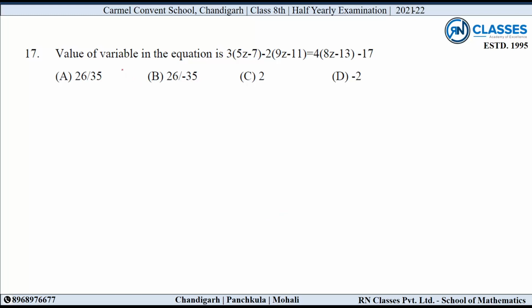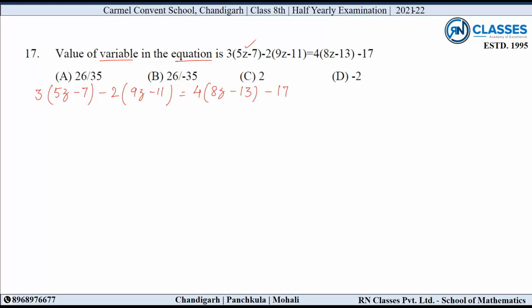Okay. The value of variable in equation. सबसे पहले मुझे ये बताओ, what is a variable? Variable क्या है यहाँ पे? Z. So we have to solve for Z. अब ये क्या है? Linear equation in one variable. Just solve for Z. We'll write it again. 3 into 5z minus 7 minus 2 into 9z minus 11 equal to 4 times 8z minus 13 minus 17. Right? Now, this is linear equation in one variable.